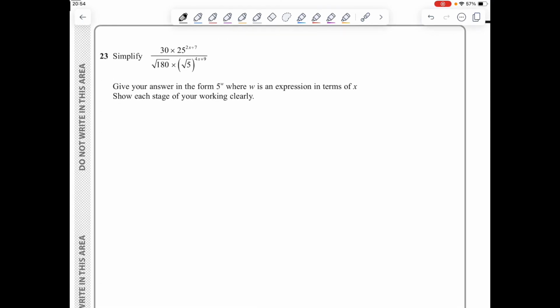For question 23, I'll start by writing 30, 25 and 180 as products of prime numbers. 30 is equal to 2 times 3 times 5. 25 is equal to 5 squared. And 180 is equal to 2 squared times 3 squared times 5 to the power of 1. So let's replace those numbers with the product of prime numbers.